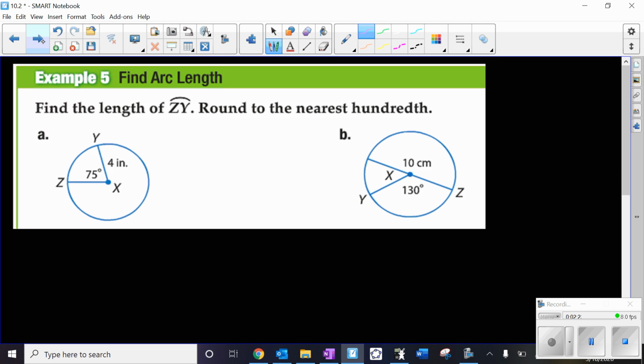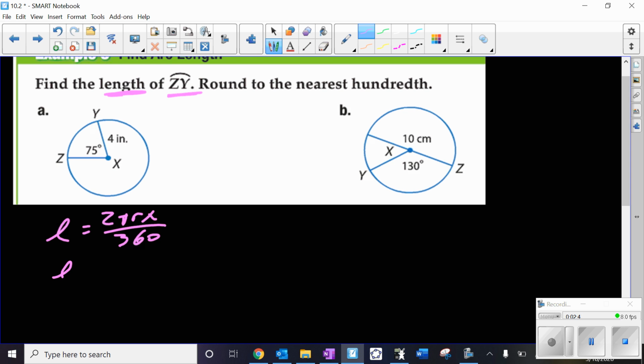So we'll do a couple of them. They want me to find the length of arc ZY. And if I see the word length, I'm going to know that I need to use 2 pi r x divided by 360.